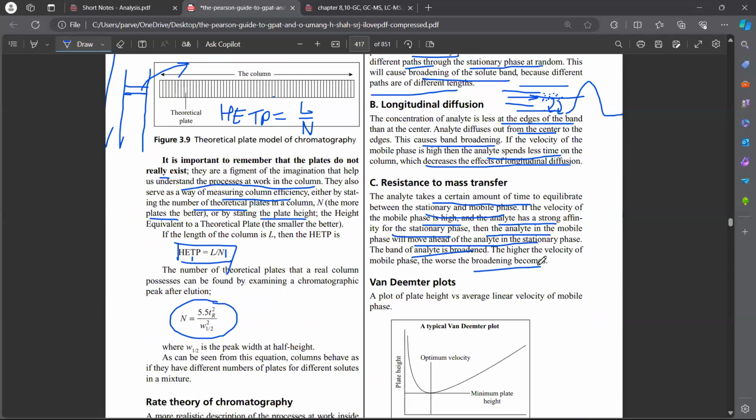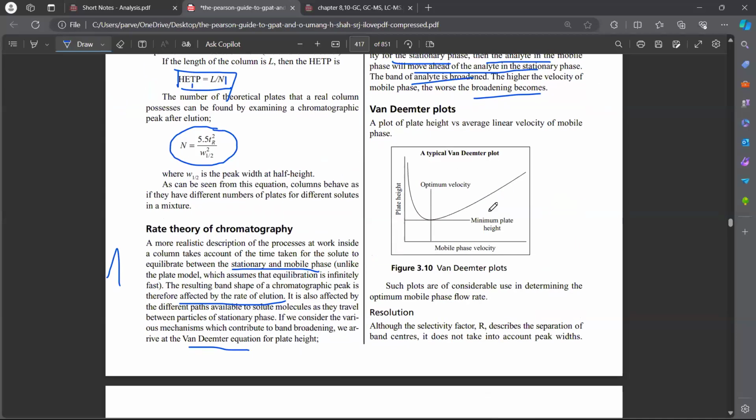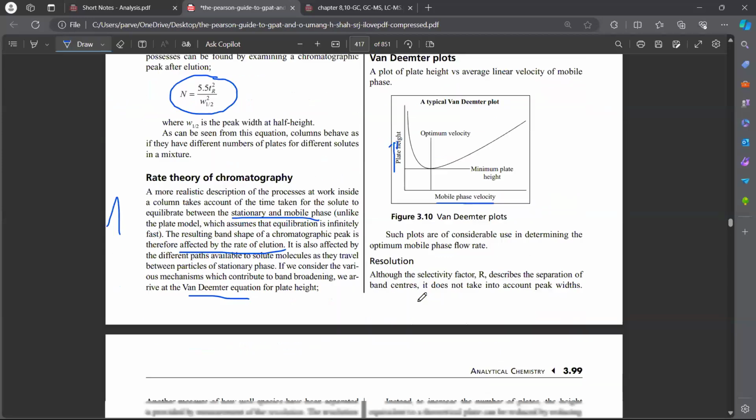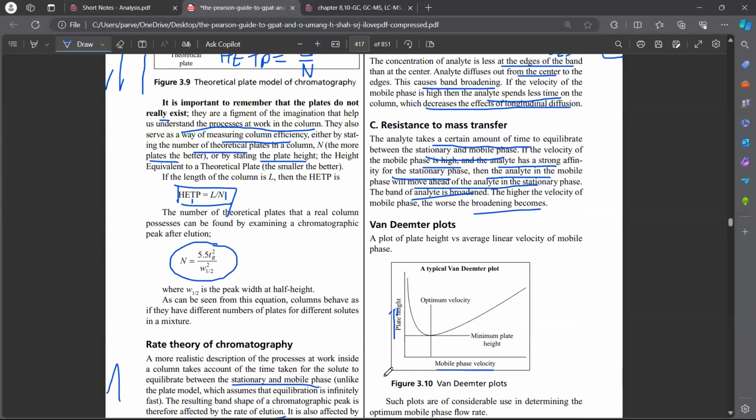So basically, it is nothing but the mass transfer. We must not maintain too high a mobile phase velocity or too low a mobile phase velocity. There must be a balance in the mobile phase velocity. This is basically how the plot typically looks. On the x-axis is the mobile phase velocity, and on the y-axis we plot the plate height and the resolution.